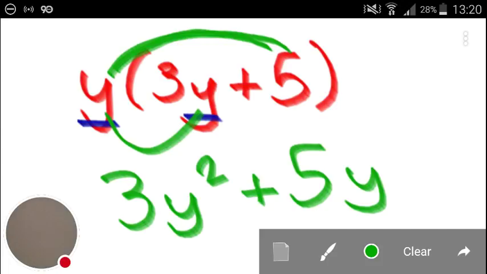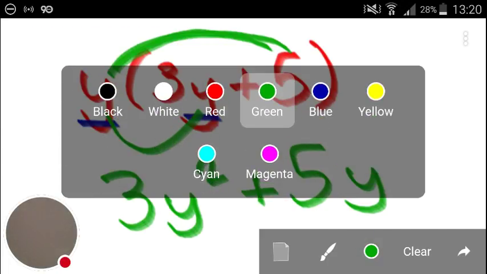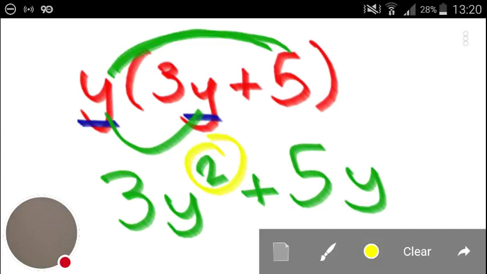Now, I can't simplify this because they have different indices. So there's no index number on the 5y, and there is one on the 3y squared. So at the moment, that would just stay as it is until we get a value for y, and then we can revert back to our previous topic of substitution, and we can look at substituting values in and getting a value for the entire expression.